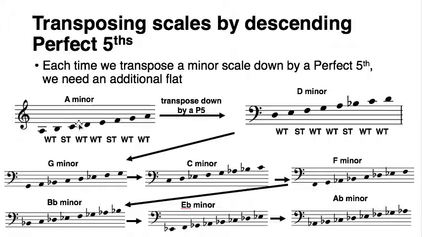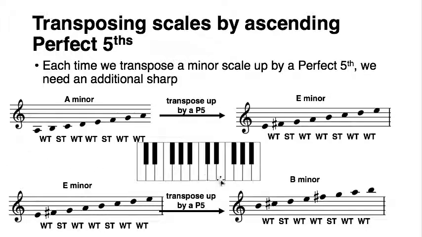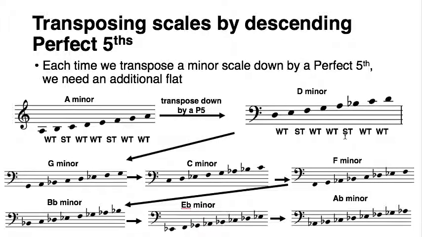I start on A minor, transpose down by a perfect fifth. I have D minor. Now I need a flat, right? Between A and B natural, there would have been a whole tone, right? We can see here, A and B natural, there's a black key in between. So in order to remedy that, because we do need a semitone between those scale degrees 5 and 6, we have the need of adding a flat to that B. So it's A and then B flat.